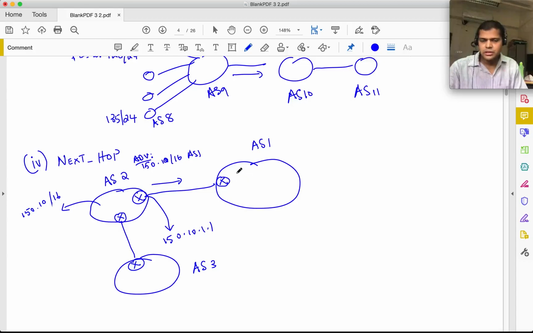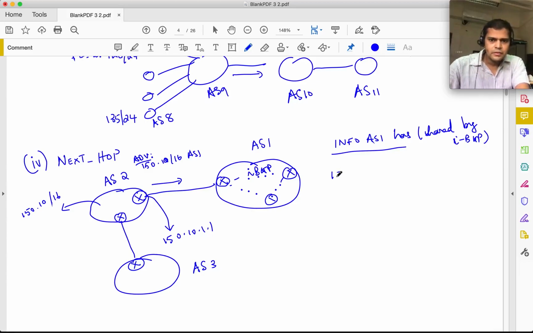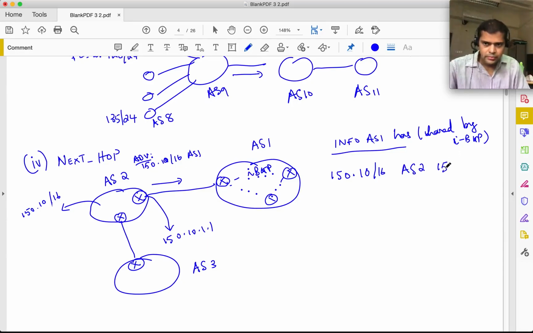Because after all, eventually you're going to use the interior gateway protocol. Okay, and so somehow you have to know which is the next router, which is sort of the last router. Okay, so that's where this next hop attribute comes in. So the info that AS1 has about this advertisement is the following. So this information is shared with other routers using iBGP. So it will have this prefix 150.10/16, and it knows that, let's say that this is the next autonomous system, but there is also a next hop attribute, and the next hop is the router here.